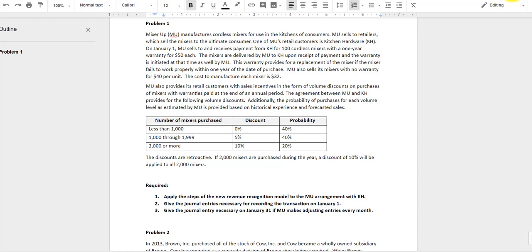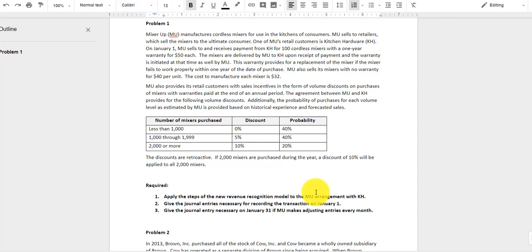We're going to flip back and forth between the test review paper that you should have seen earlier and the answers in a Google Docs or Excel spreadsheet. So first thing we need to do is apply the new revenue recognition model. And remember, the revenue recognition model has 5 steps.